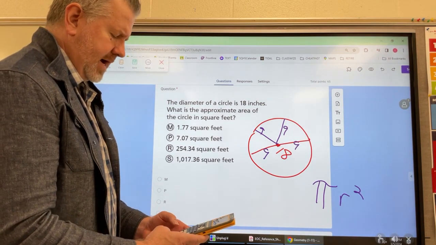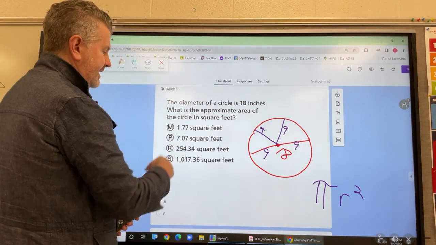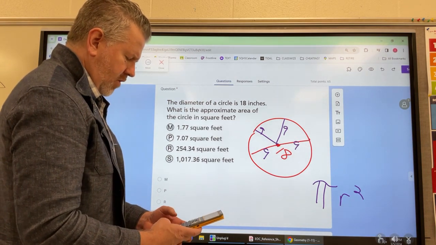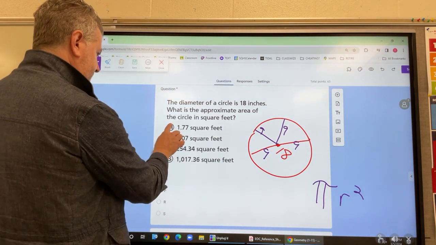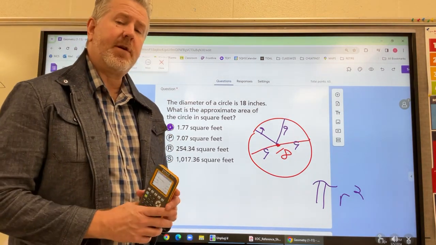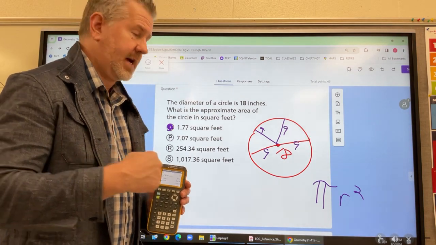3.14 times 81. We get 254 square inches, but that doesn't work for us because we've got square feet here. So we're going to divide that by 144 and get 1.77 square feet, so A, okay? We divided by 144 because there's 144 square inches in a foot, okay?